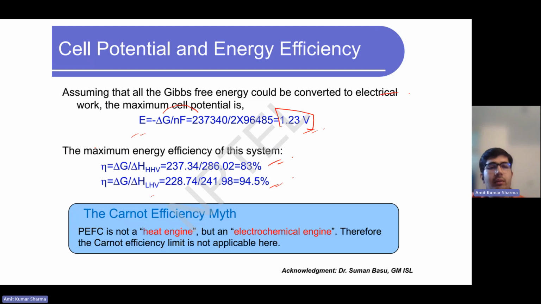The main point is the Carnot efficiency myth: fuel cells are not governed by the Carnot efficiency because they are not a heat engine but an electrochemical engine. Therefore, the Carnot efficiency limit is not applicable here. So the efficiency can be more than the Carnot efficiency, that is 83% or 94.5%. But in actual practice, we have efficiencies around 60% or 65%.